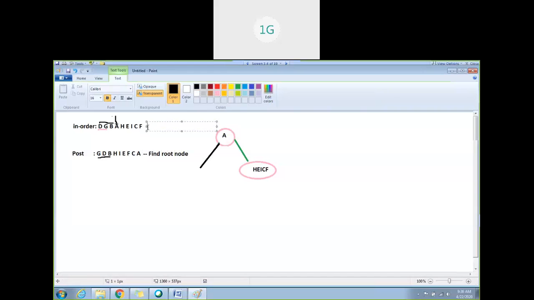Postfix to find the root node. In order traversal to find the left and right child. Because that is what we have seen, right? I have shown an example, no? Why we have to follow.